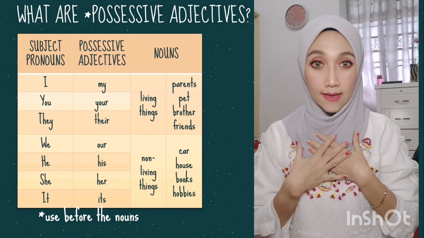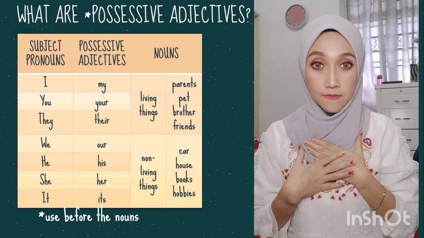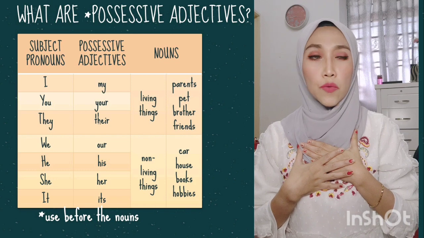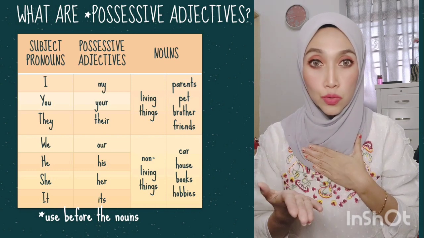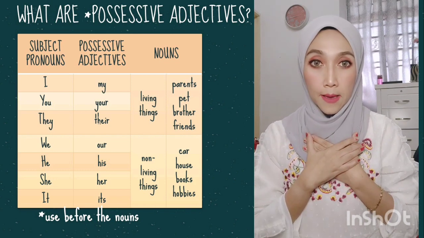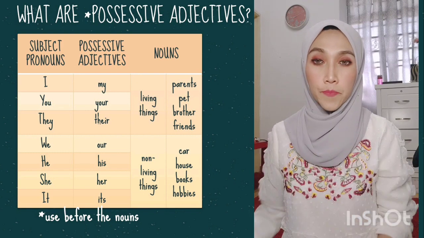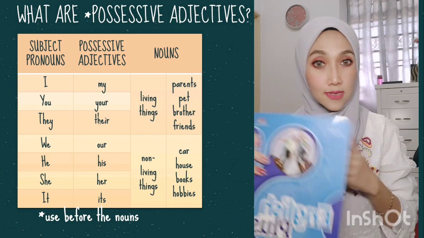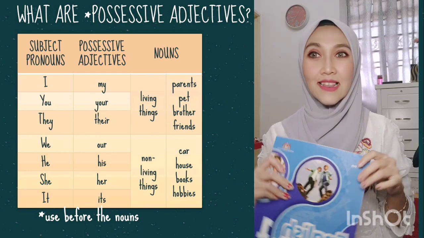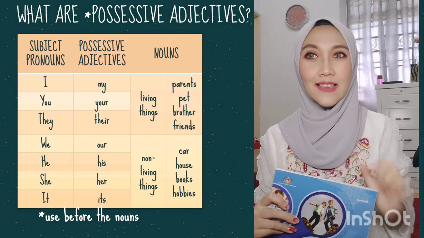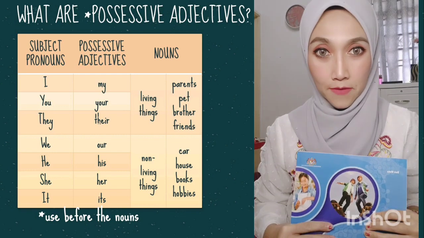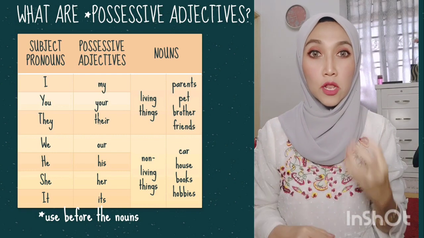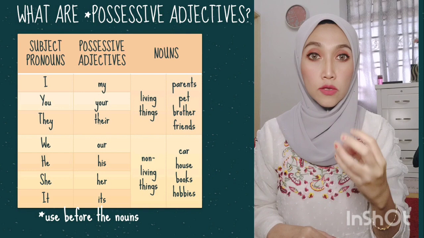I means myself. So when you want to show something that belongs to you, you will use my. For example, my book. So this is my book. That is my, a possessive adjective, to show belongings, something that belongs to somebody.